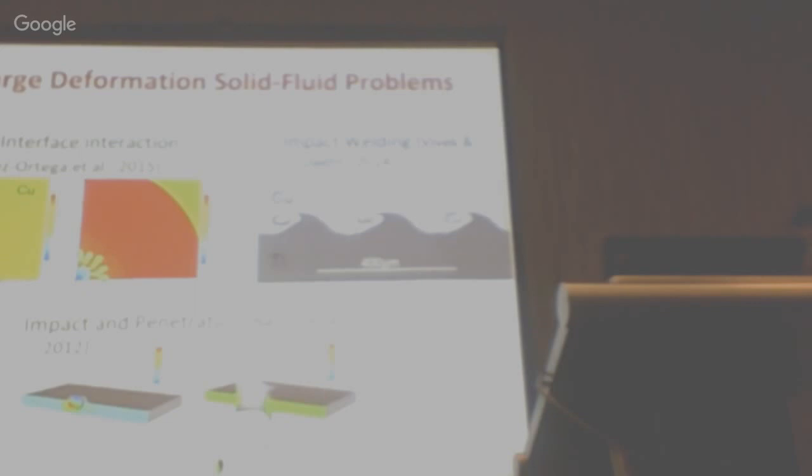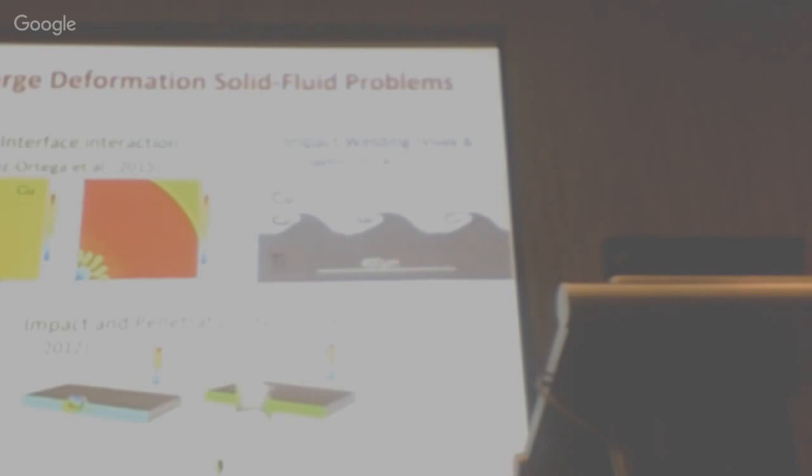Here is another problem. You have a metal sheet of finite thickness, and a projectile or a bullet impacts it obliquely and passes right through it. You have these ejecta of the metal flying off because of this bullet. These two are numerical simulations, recent simulations from other groups.